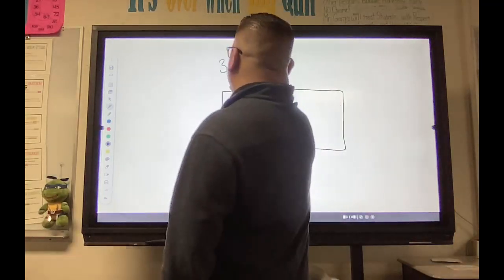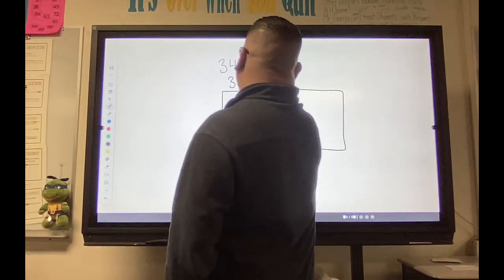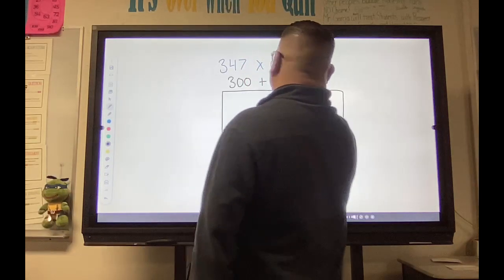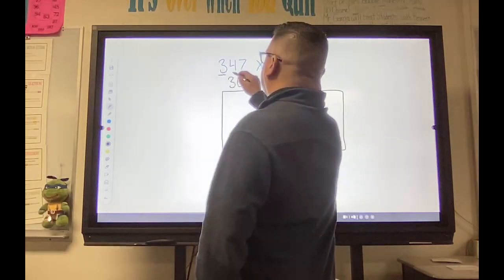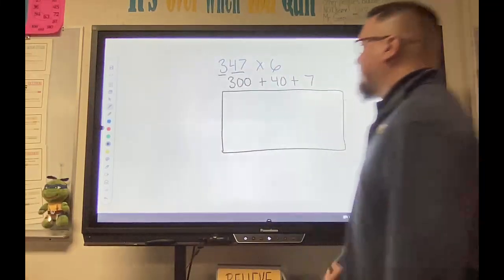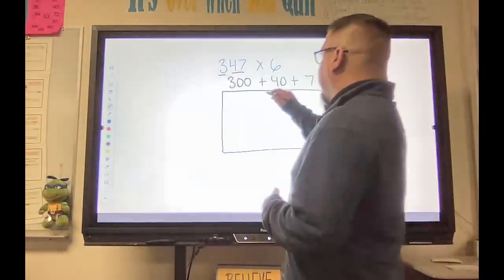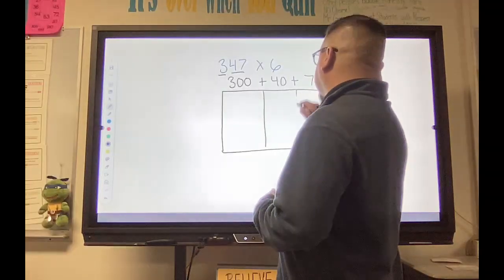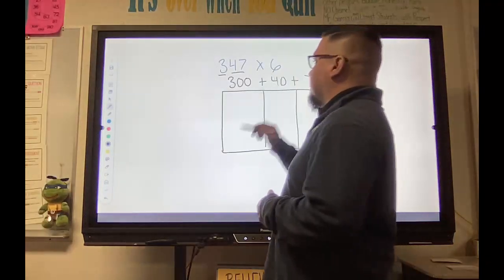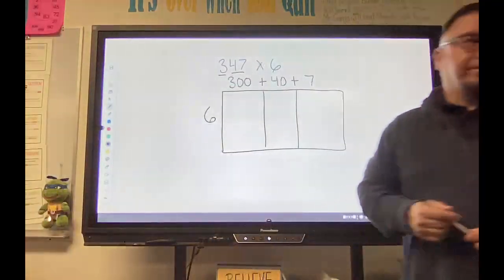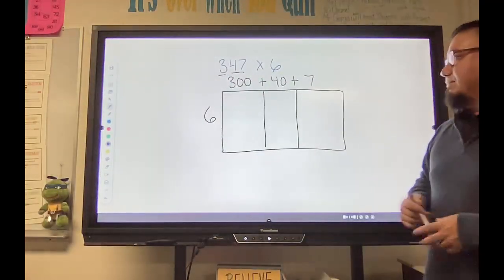Okay, the first number, 300 plus 40 plus 7. So 300, 40, and then 7. You break that apart. All right, so that's how we start our multiplication problems. Then where the pluses are, we make our lines. This number, the 6, goes right here. All right, so far so good?